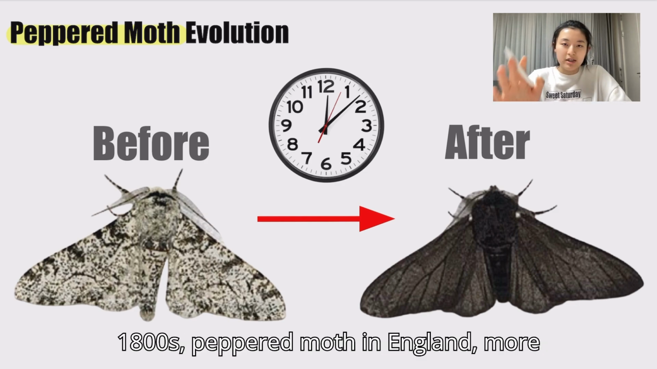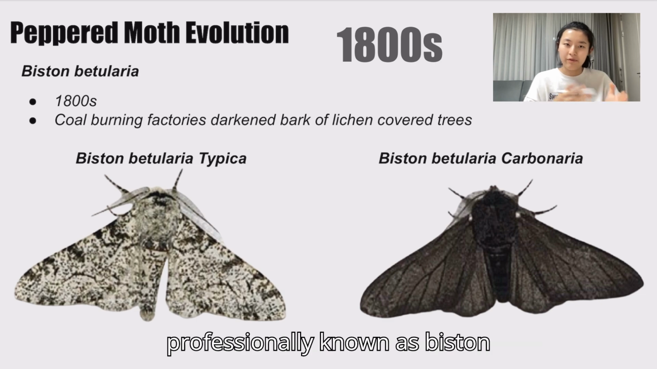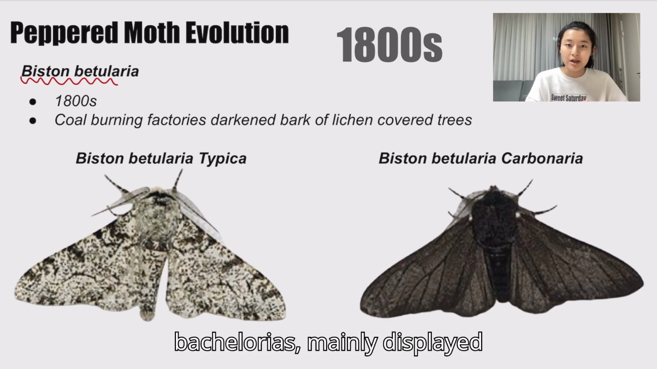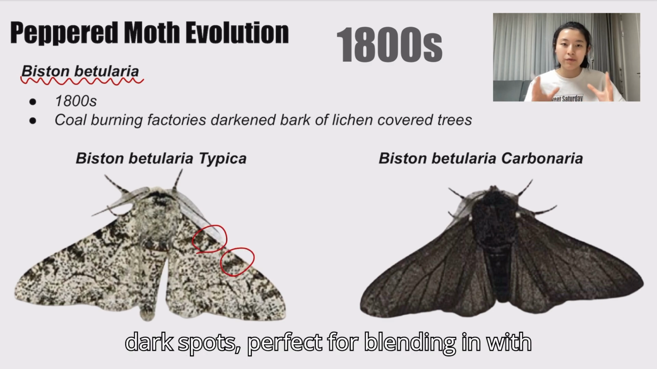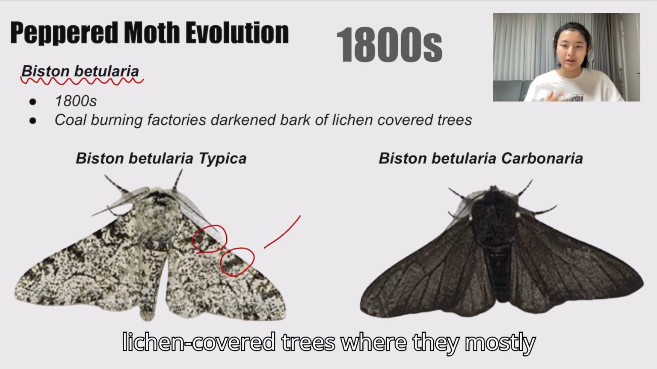Now, back in the early 1800s, the peppered moth in England, more professionally known as Biston betularia, mainly displayed light-colored wings speckled with small dark spots, perfect for blending in with the lichen-covered trees where they mostly inhabited.